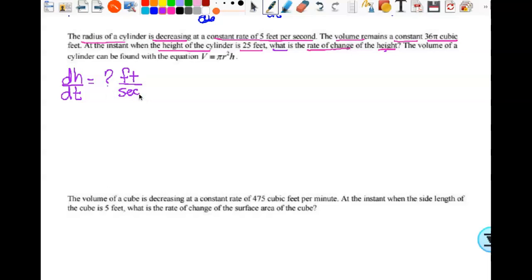And then I'm also going to write down, do I know the height for this question? It does say at the instant when the height of the cylinder is 25 feet. So I've got that to fill in, 25 feet. Then I go back through. I've already read through the question once and underlined some stuff, but I go back and write down what else we know. The radius of the cylinder is decreasing at a constant rate of 5 feet per second. So dr/dt is equal to, what is dr/dt? Negative 5, good. And that would also be feet per second.